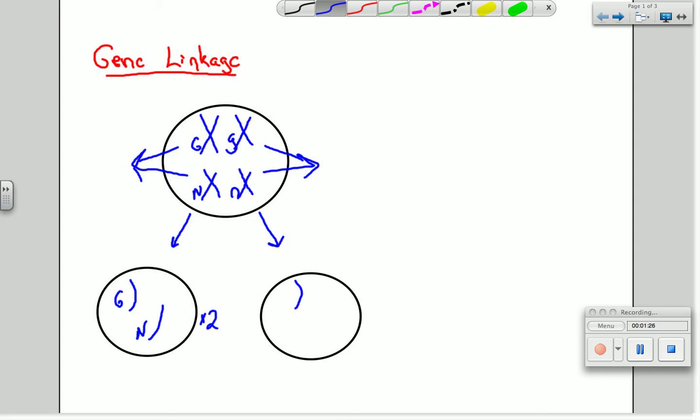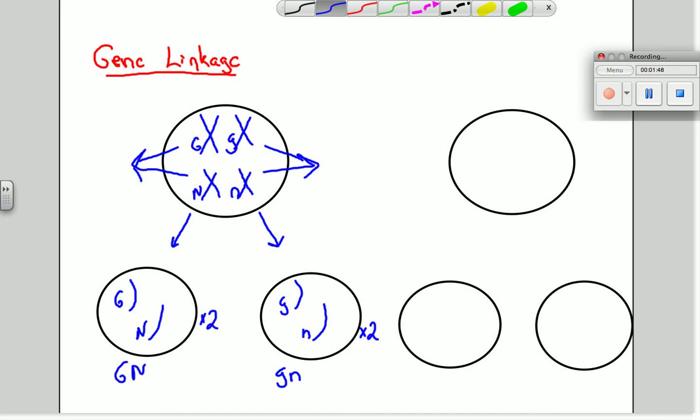And I would have these 2 chromosomes over here with the lowercase g, lowercase n, and I would have 2 cells that look like this. So the genotypes of my haploid gametes would be capital G, capital N, and lowercase g, lowercase n. Is this my only possibility?